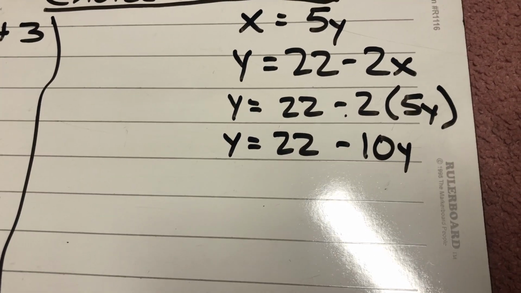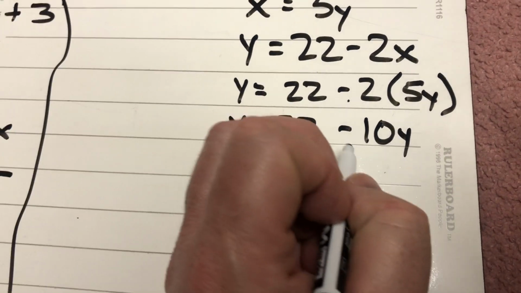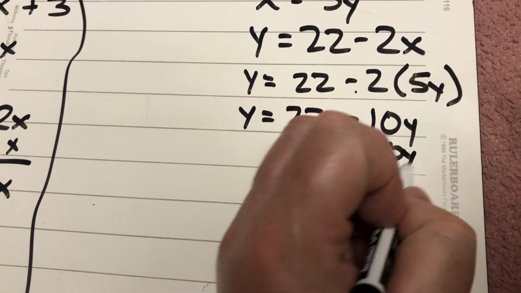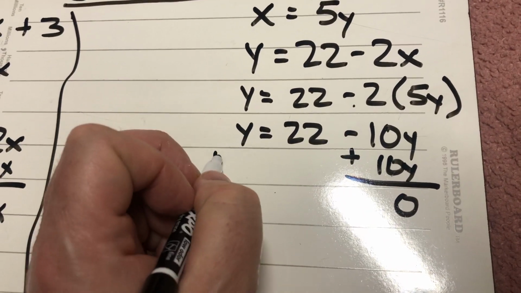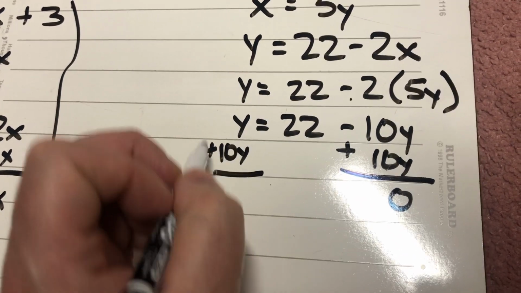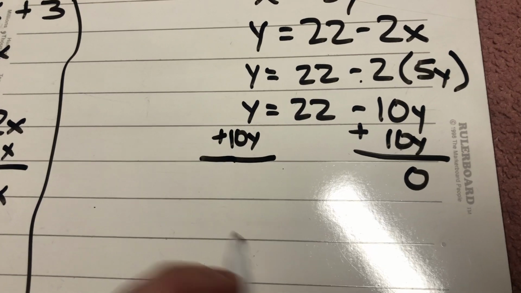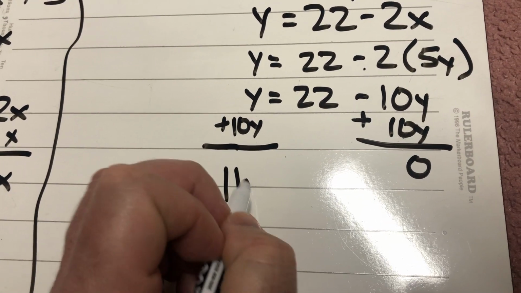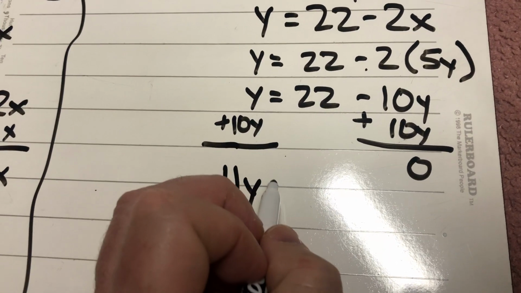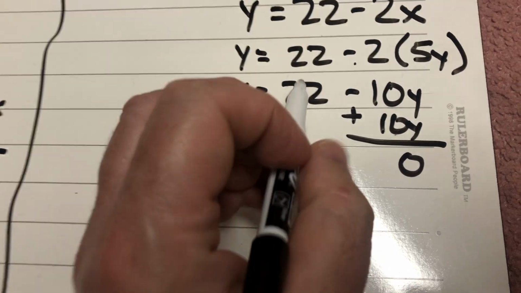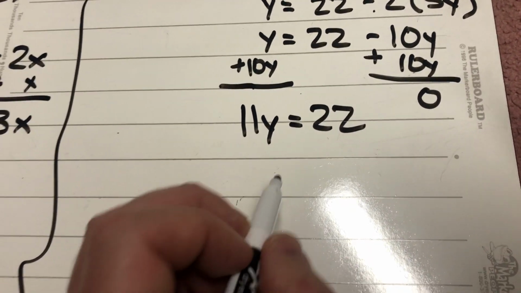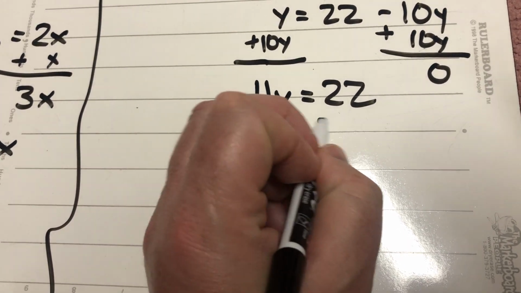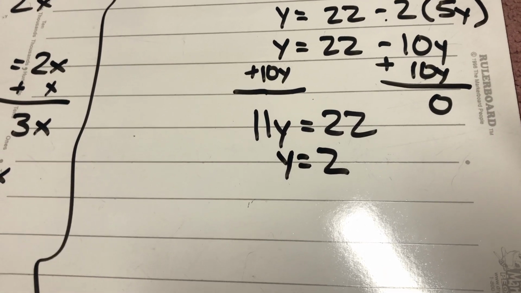-10y. And I want to go ahead and add 10y to both sides to isolate the y. That gives me 0 over here, plus 10y over here. Remember, there's a 1 there, but we don't put it. So that leaves me with 11y. That tells me that 11y equals 22. If 11y equals 22, 22 divided by 11, it tells me that y equals 2.